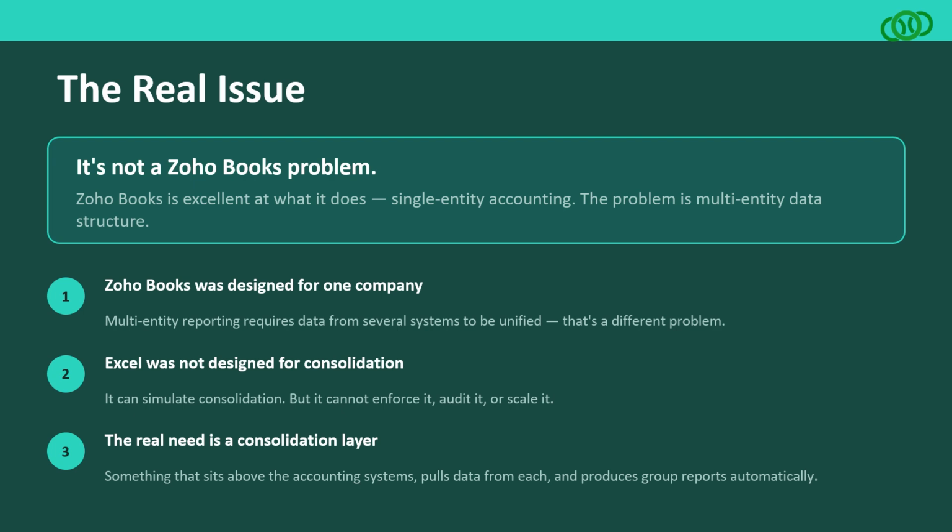2. Excel was not designed for consolidation. It can simulate consolidation with enough formulas and manual work. But it can't enforce it, audit it, or scale it as entity count grows. 3. The real need is a consolidation layer. Something that sits above the accounting systems, pulls data from each one, and produces group reports automatically, without manual re-entry or Excel gymnastics.